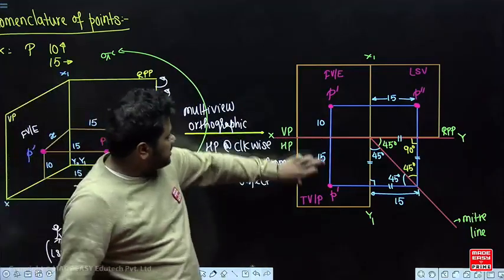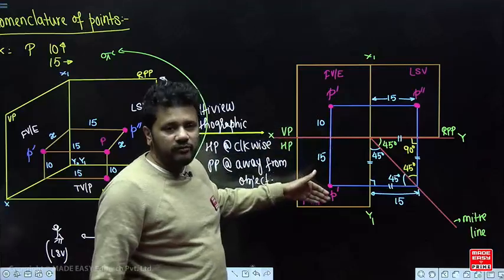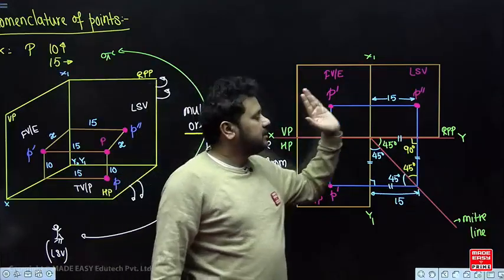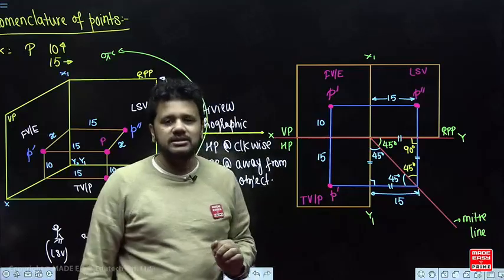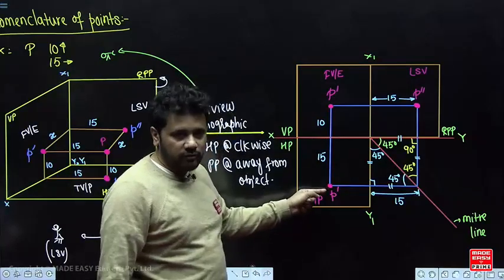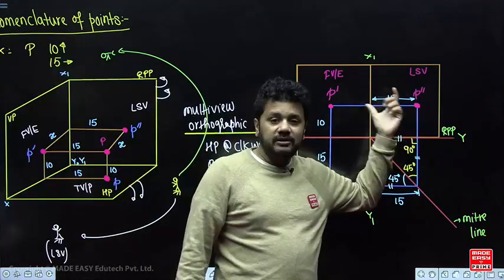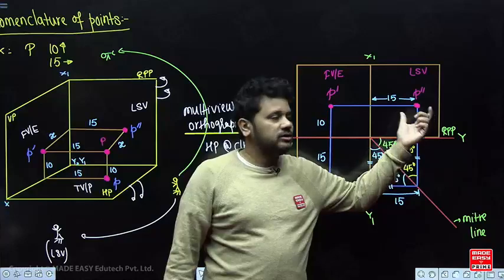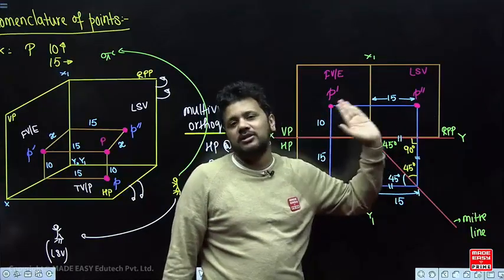So this 15 is reflected where? Here, right? So the distance of the top view from x1 line is same as the distance of the side view from x1 y1 line. X1 y1 line is called as side reference line. So the distance of the point or the top view from xy line is same as the distance of the side view or the left side view, or you can say that the distance of the side view from x1 y1 line or side reference line.